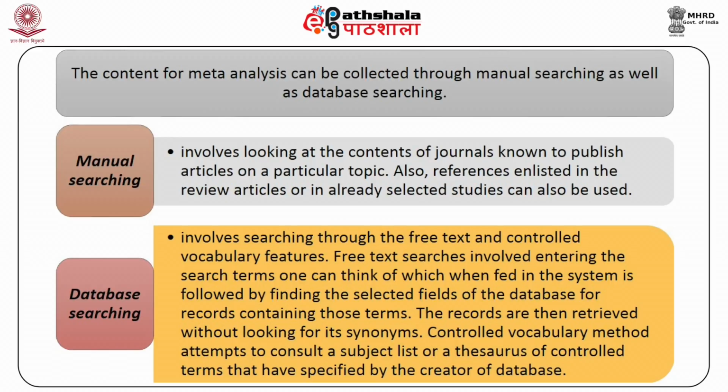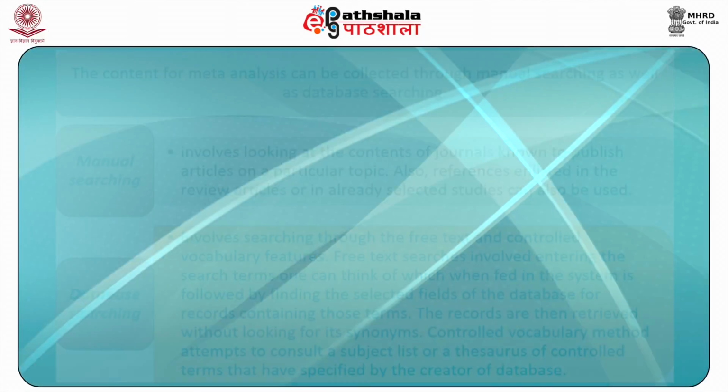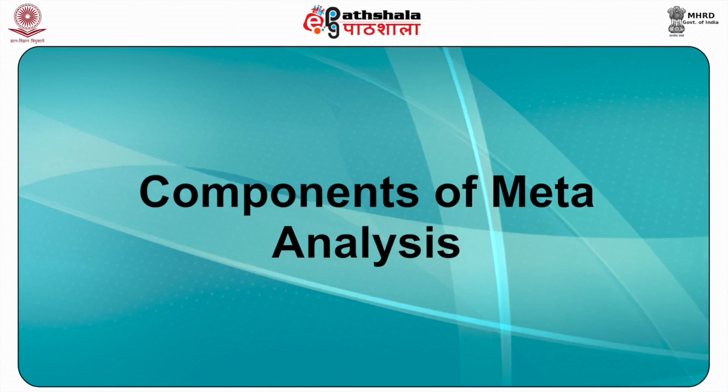Free text searches involve entering the search items one can think of, which, when fed into the system, is followed by finding the selected field of the database for records containing those items. The records are then retrieved without looking for their synonyms. The controlled vocabulary method attempts to consult a subject list or a thesaurus of controlled terms that have been specified by the creator of the database. The components of meta-analysis.